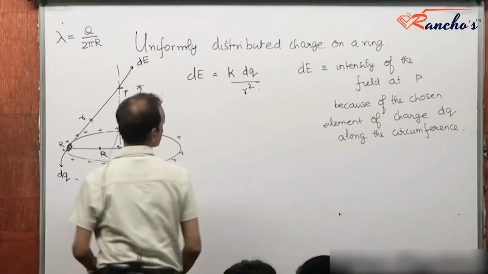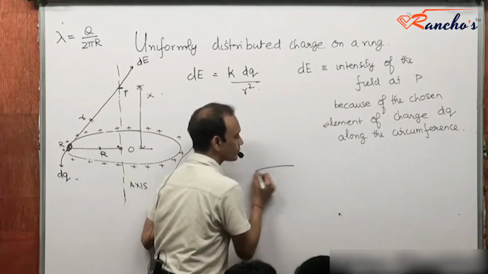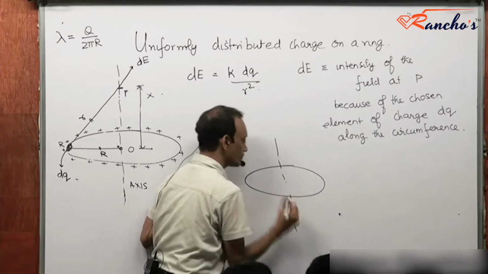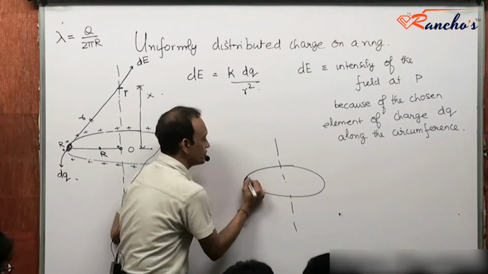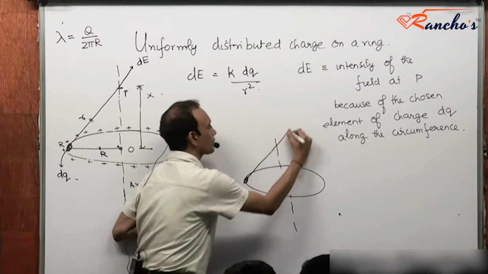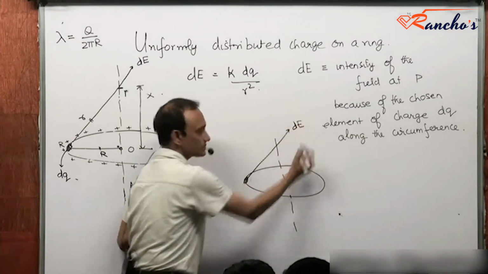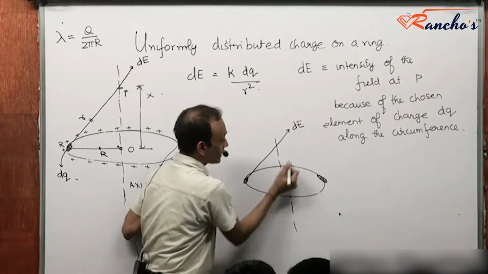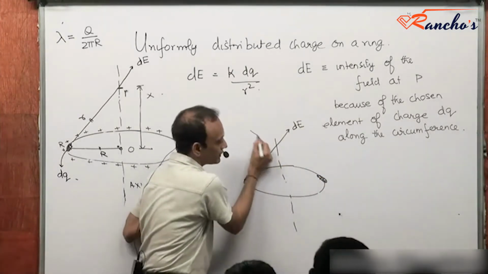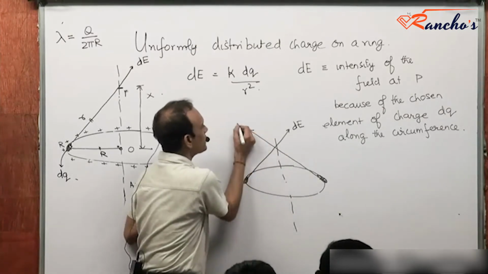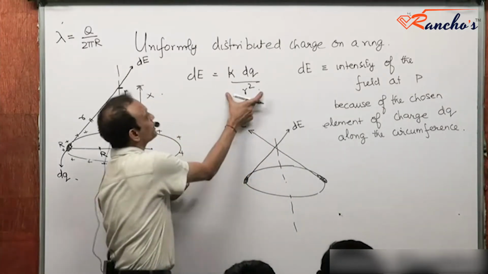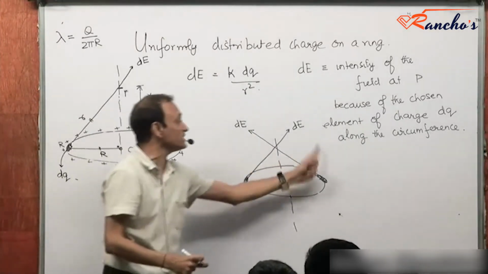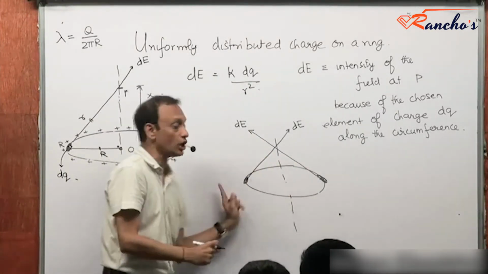Now, do you realize that if I take a ring, and take a dq here, then the electric field will be like this. But if I took a dq like this on a diametrically opposite end, then the dE will be of the same magnitude but will be like this, because the magnitude of dE is the same no matter where I take my dqs. But the direction of dE would be like this for diametrically opposite points.